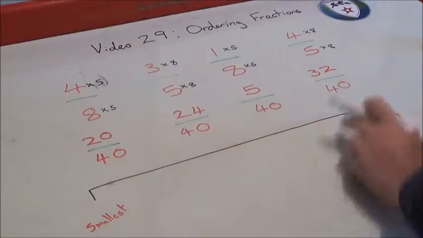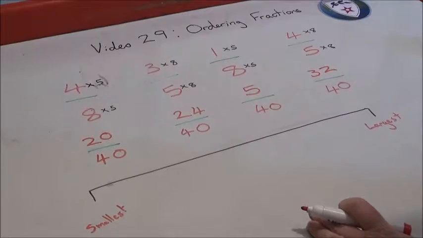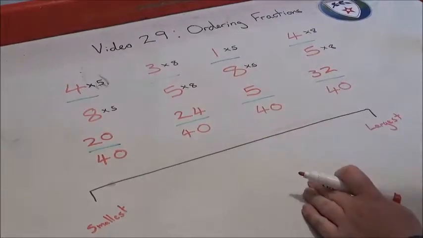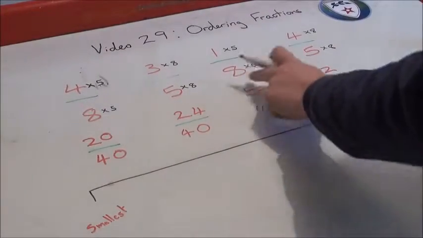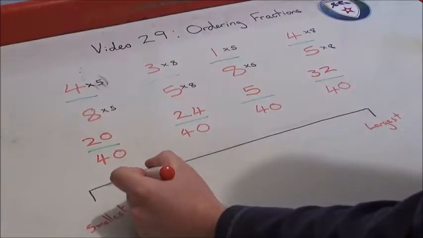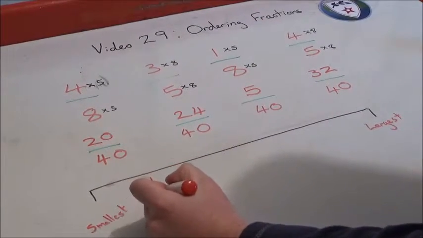So now I have a very clear way of ordering my fractions. I have 20 40ths, 24 40ths, 5 40ths, and 32 40ths. 5 40ths standing out easily as the smallest fraction, which is equivalent to 1/8, so I'm going to put 1/8 on my board first.